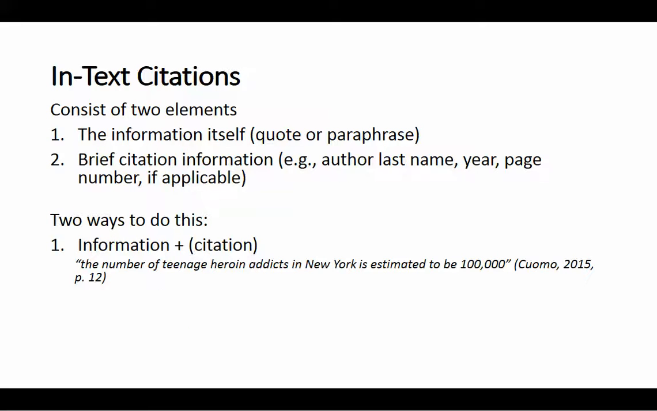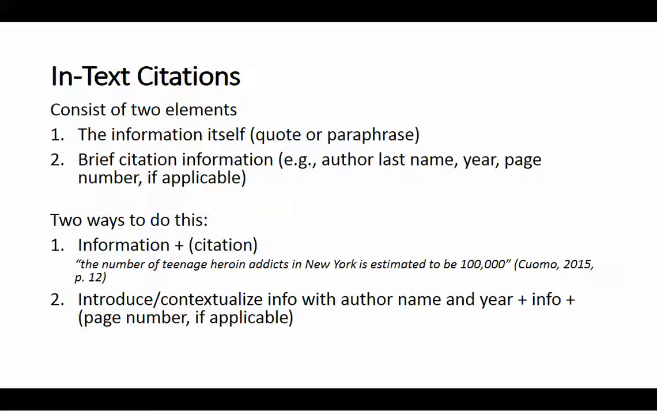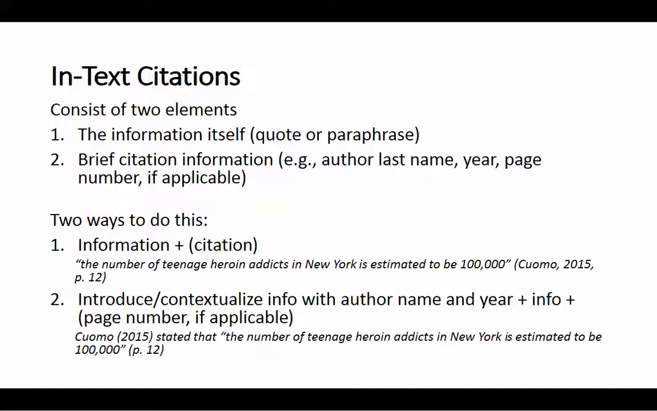Now the second way to do it is to introduce or contextualize the information with the author name and the year prior to the quote or the paraphrase. And then, if applicable, you just have the page number at the end. And if there's no page number, for example, if you're using an ebook with no page numbers or a web page, there's nothing that comes at the end. Now let's look at an example of this.